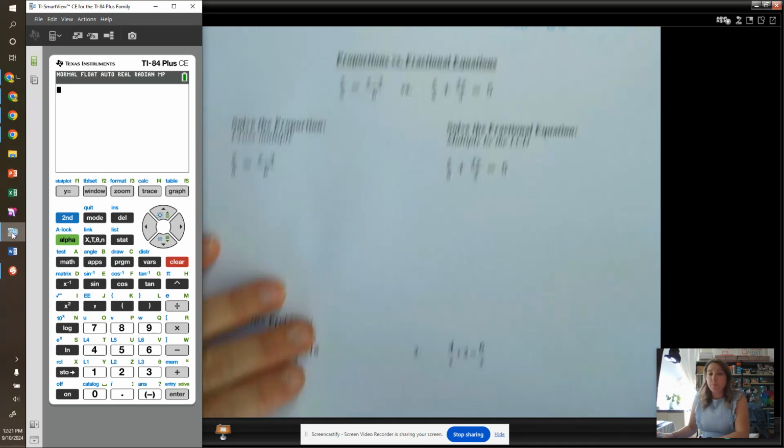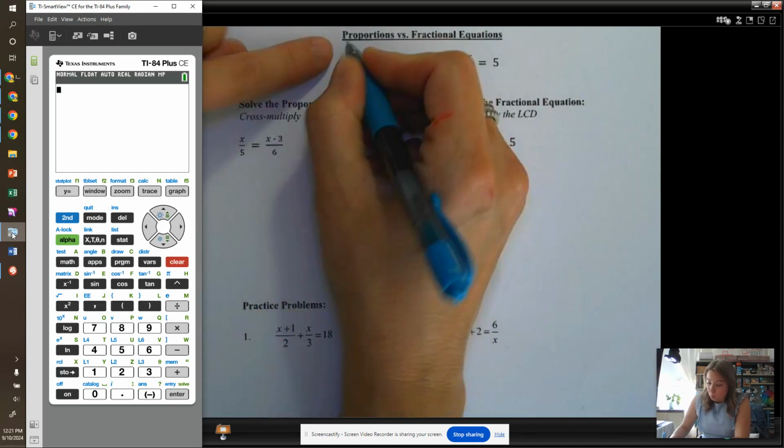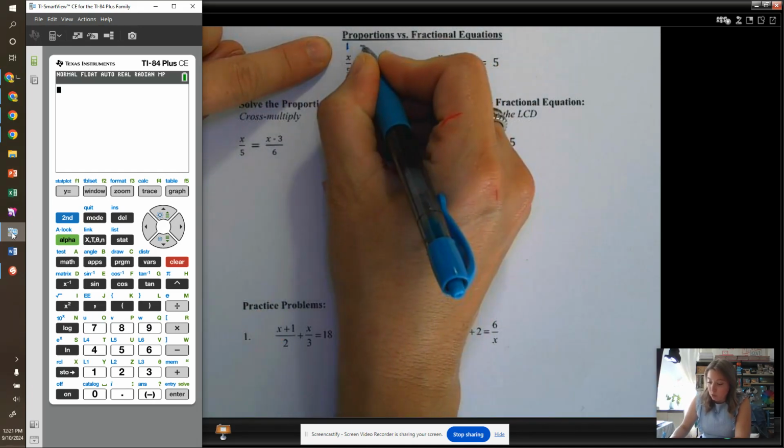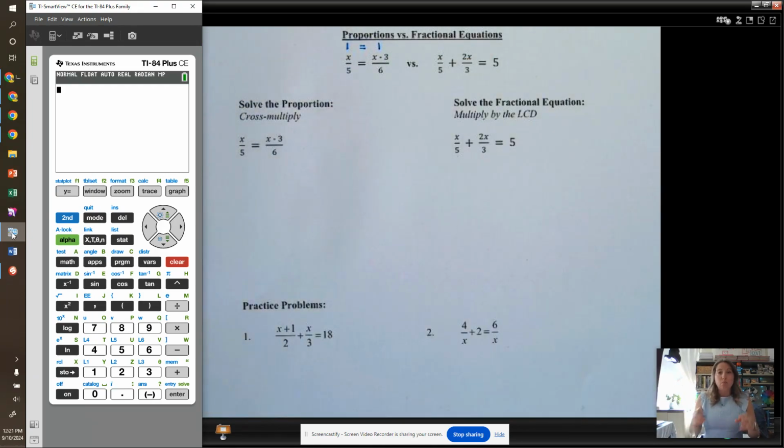Now, a proportion is when you have one fraction set equal to one other fraction, and that's it. Proportions can get solved by cross multiplication. I do not need to find an LCD. I can if I want to, but I don't have to. Okay, that actually would get taken care of by my cross multiplication. That takes care of the LCD portion of what you're trying to do.